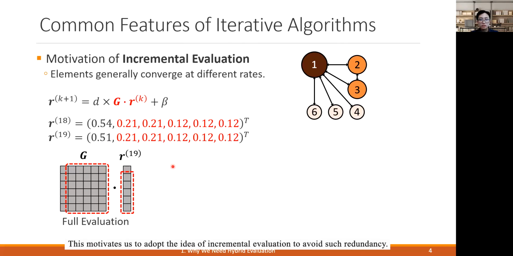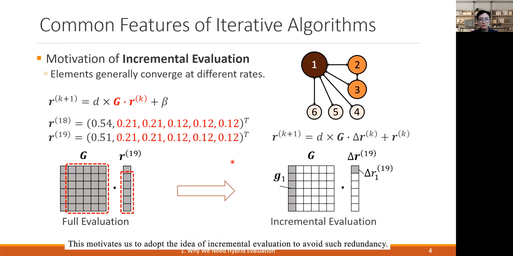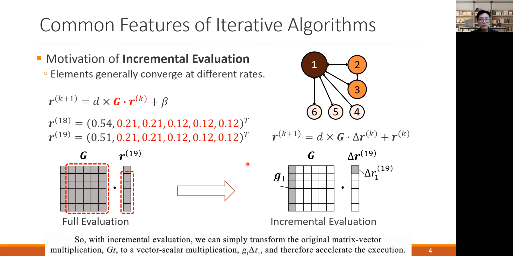This motivates us to adopt the idea of incremental evaluation to avoid such redundancy. Here I give the expression of incremental evaluation for PageRank, where delta R represents the increment term in PageRank. And at the 19th iteration, delta R contains only one non-zero element, which is delta R1. So, with incremental evaluation, we can simply transform the original matrix vector multiplication GR into a vector scalar multiplication G1 delta R1, and therefore accelerate the execution.